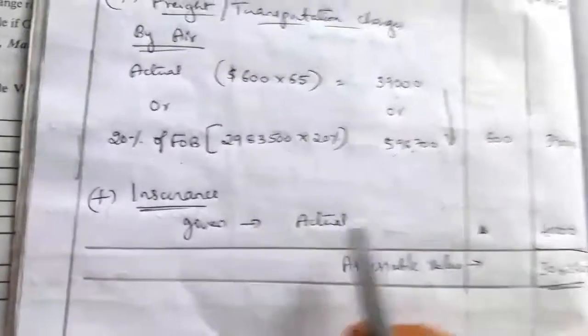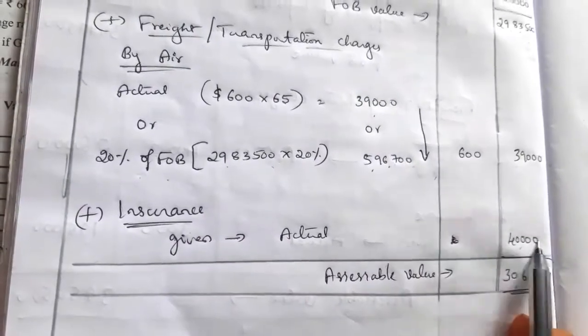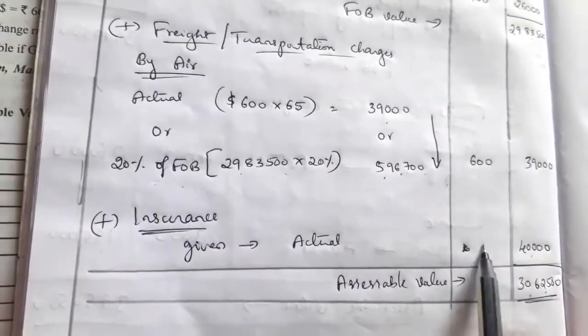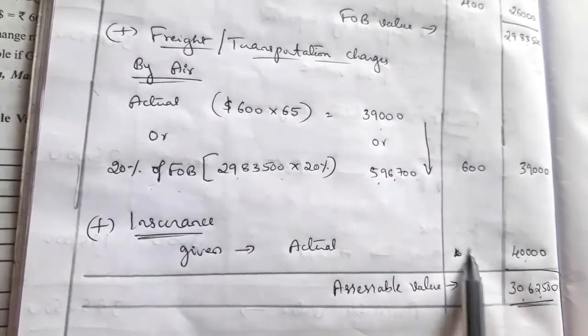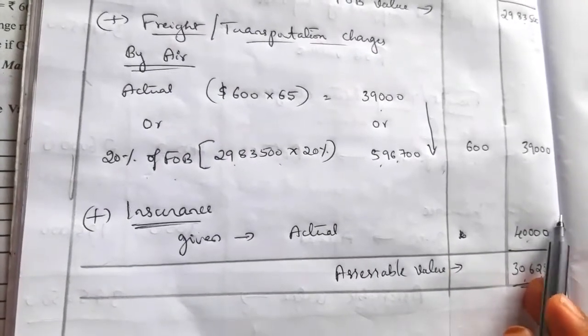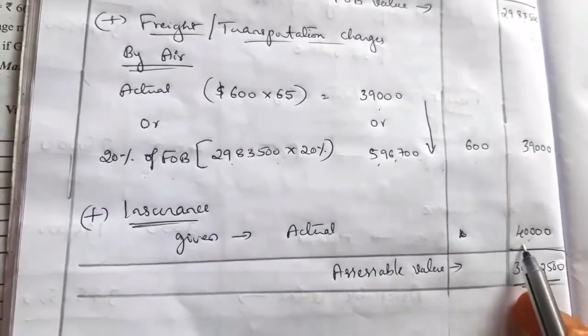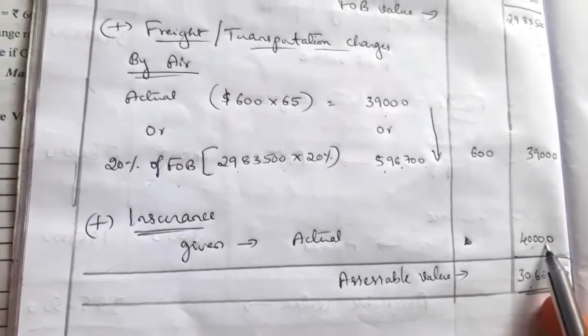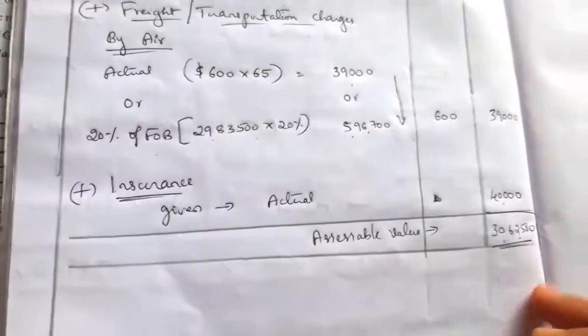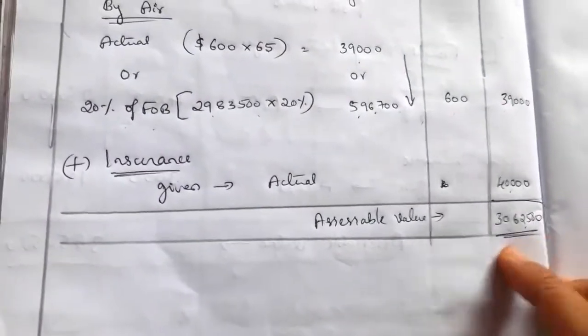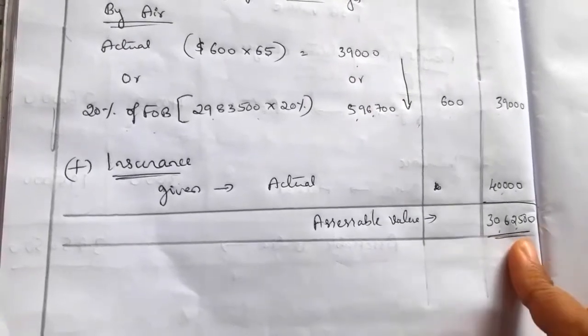Then insurance is given, that is a 40,000 rupee value directly given. So we have to take it in the rupee column only. If they give dollar, then we have to take the dollar column and convert it at the exchange rate. Here they have directly given the rupee value, so write in the rupee column directly. There is no other info, we have to total. The assessable value is equal to 30,62,500.